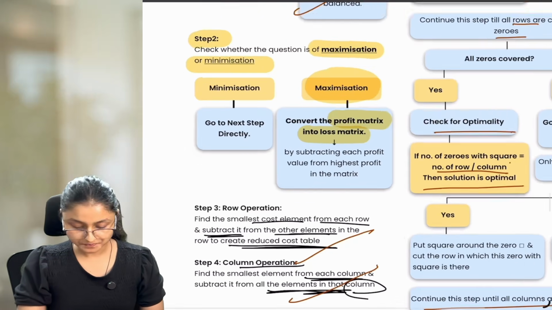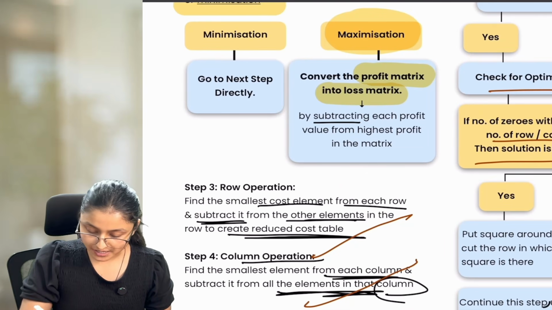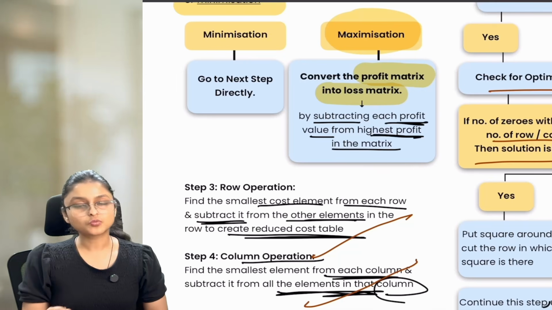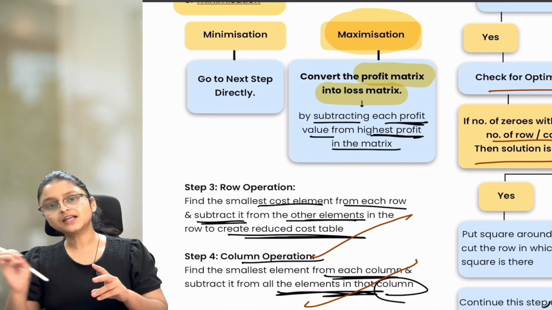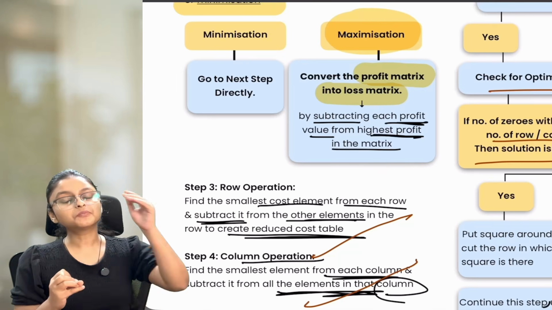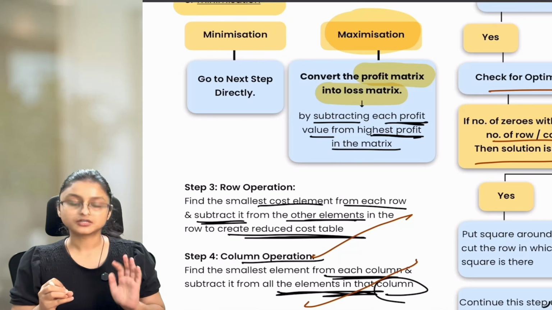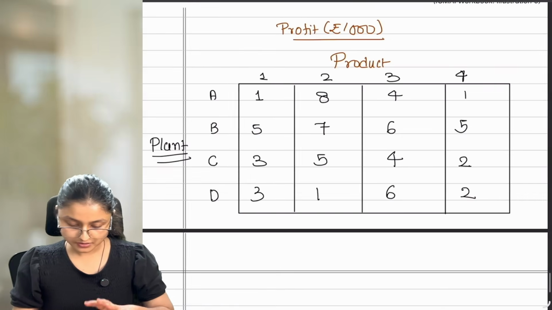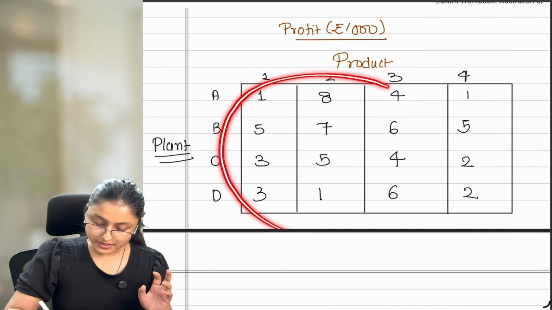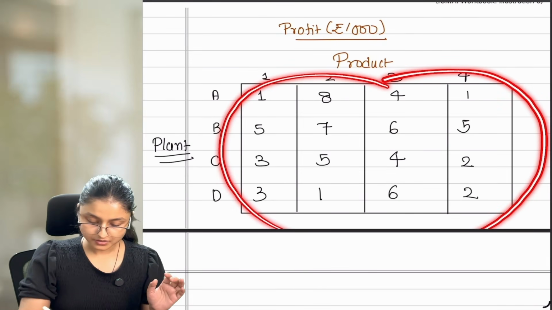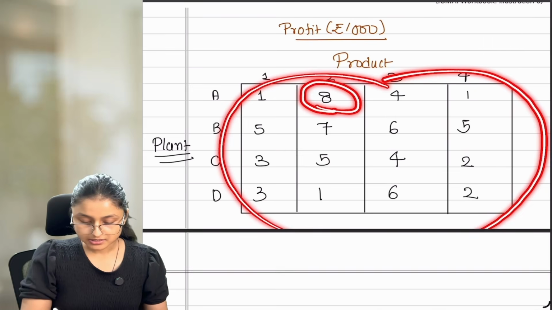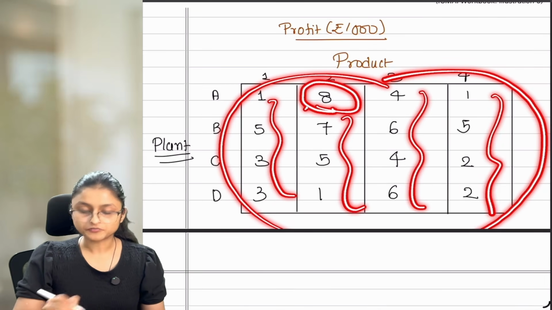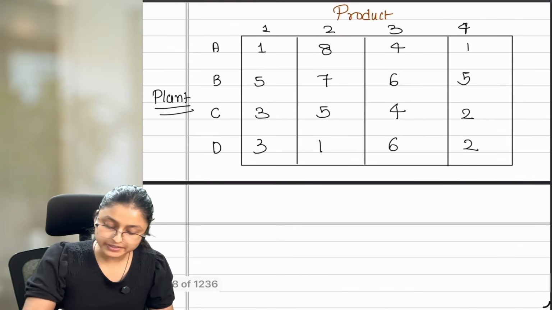How to convert that? For that, you will subtract each profit value from the highest profit in the matrix. So whatever is your highest profit, find that out and subtract each element of your table from it. Let's see that. So this is the table which we have. In this table, which one is the highest value? Highest value is 8. This 8 should be reduced from all the elements of the profit matrix. And if you do that, you will get a loss matrix.